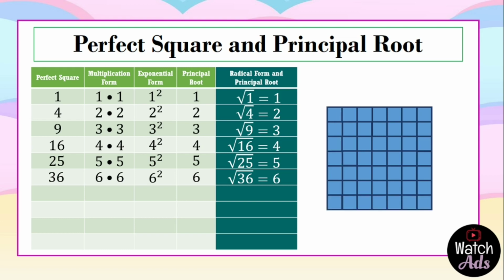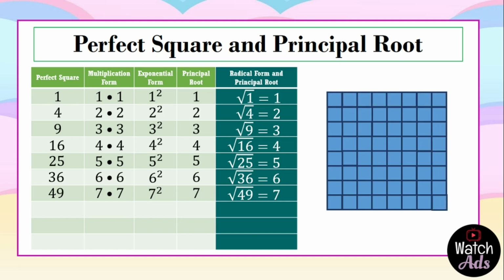Let's add some more squares. That makes one side equal to 7 units. Now think of the formula of the area of a square. 7 multiplied by 7 gives us, that is correct, 49, a perfect square. In multiplication form, 7 multiplied by 7, exponential form is 7 squared, and our principal root is 7. Therefore, in radical form, we have the square root of 49 is equal to 7.